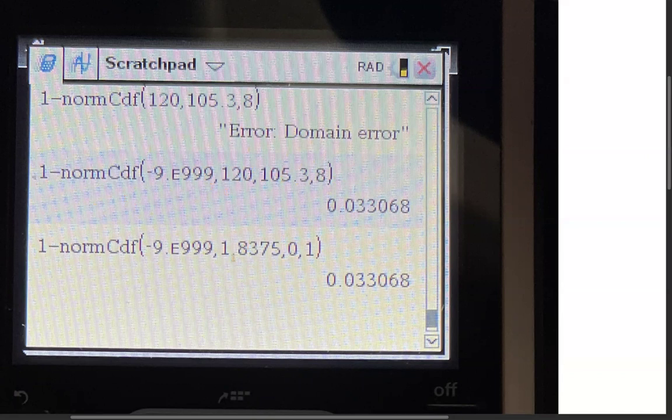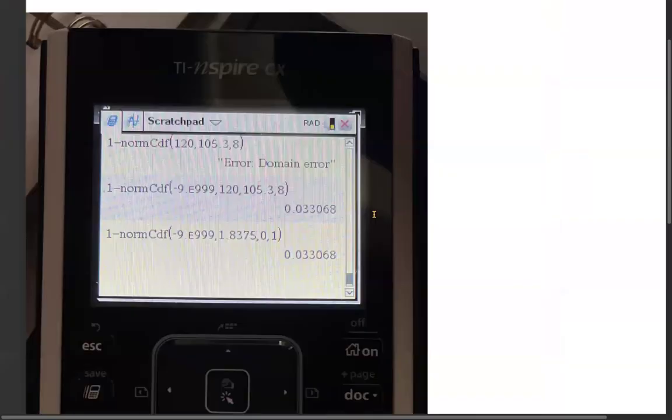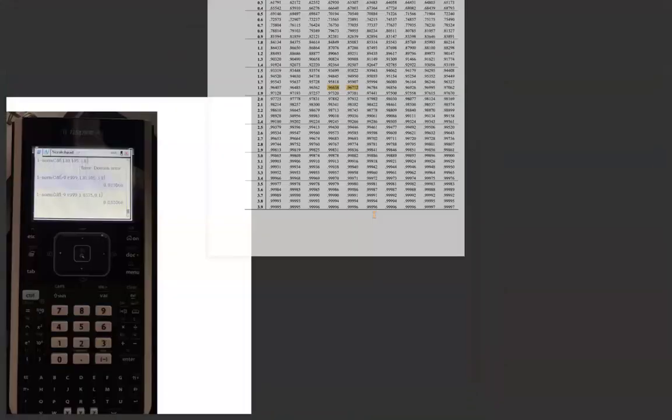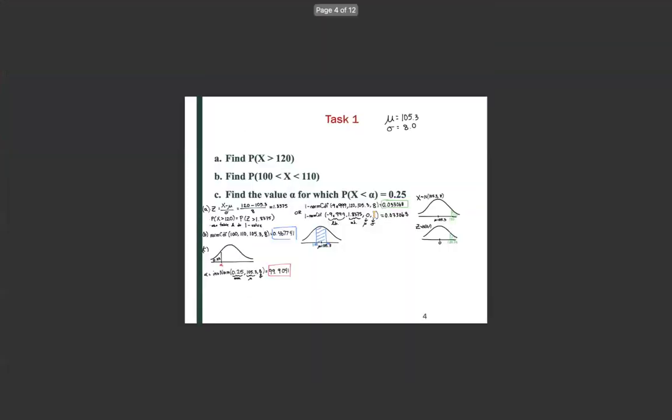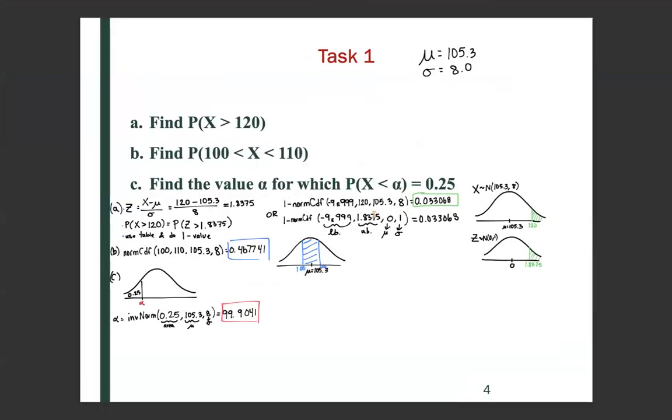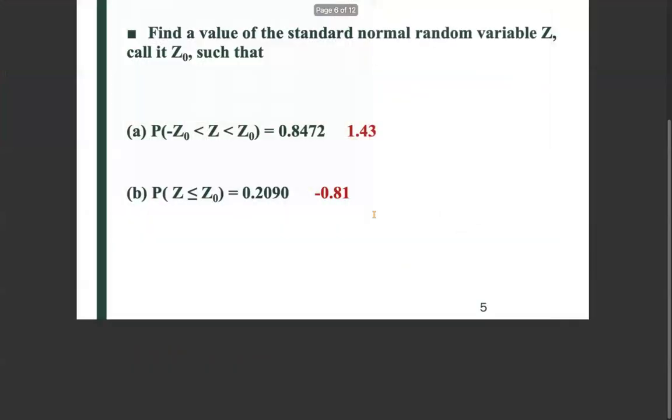Or you could do the same thing with the z-score. So with the standard normal distribution, we have that value, our z-score here, and then the mean of 0 and standard deviation of 1. And you can see that you'll get the same answer. So do what makes sense to you. Okay, so that completes task 1. So now we're on to task 2.